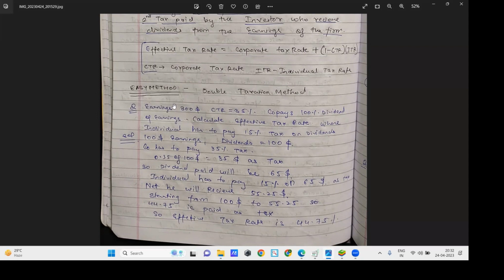So here the earnings are $300 and the corporate tax rate is 35%. The corporation pays 100% dividends of earnings. Calculate the effective tax rate where the individual has to pay 15% tax on his dividends. So here we have been given three things. First is the earnings of $300, on which 35% will be taxed. So let's calculate how much tax that is.